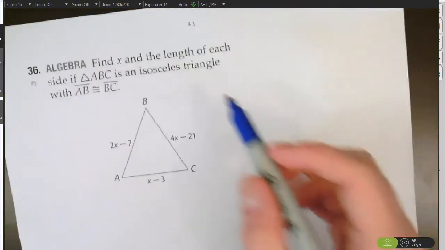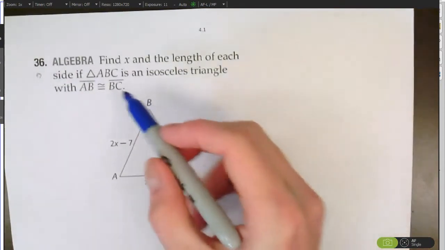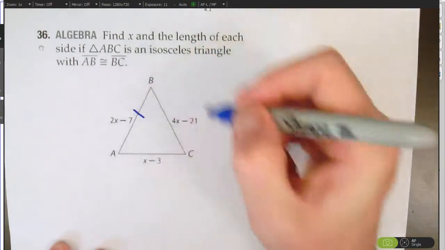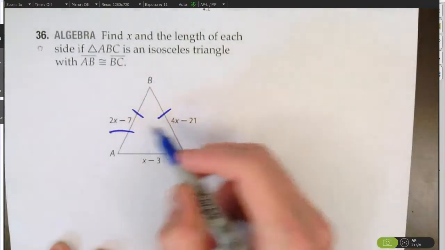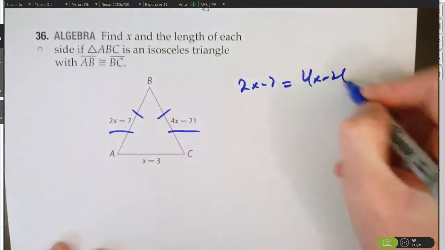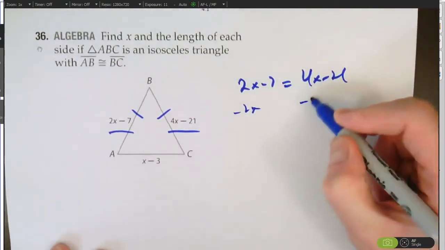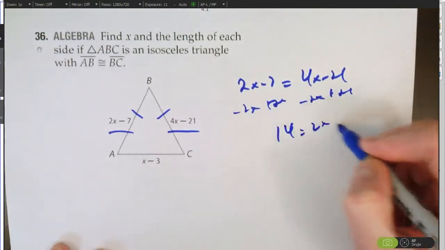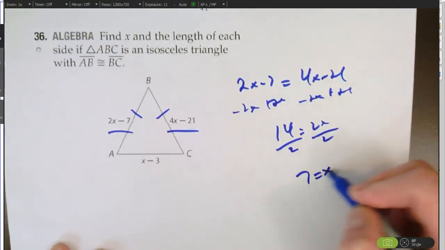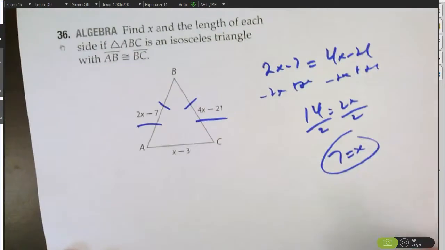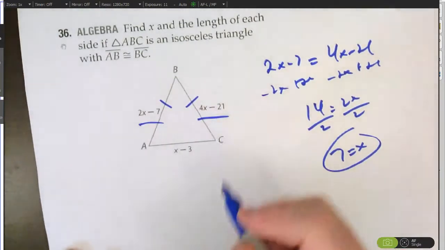It says find length x and the length of each side if triangle ABC is an isosceles triangle with AB being congruent to BC. So it means these two sides have to be equal. So 2x minus 7 has to equal 4x minus 21. Subtract 2x, add 21, add 21. 14 equals 2x, divide by 2. 7 is x.